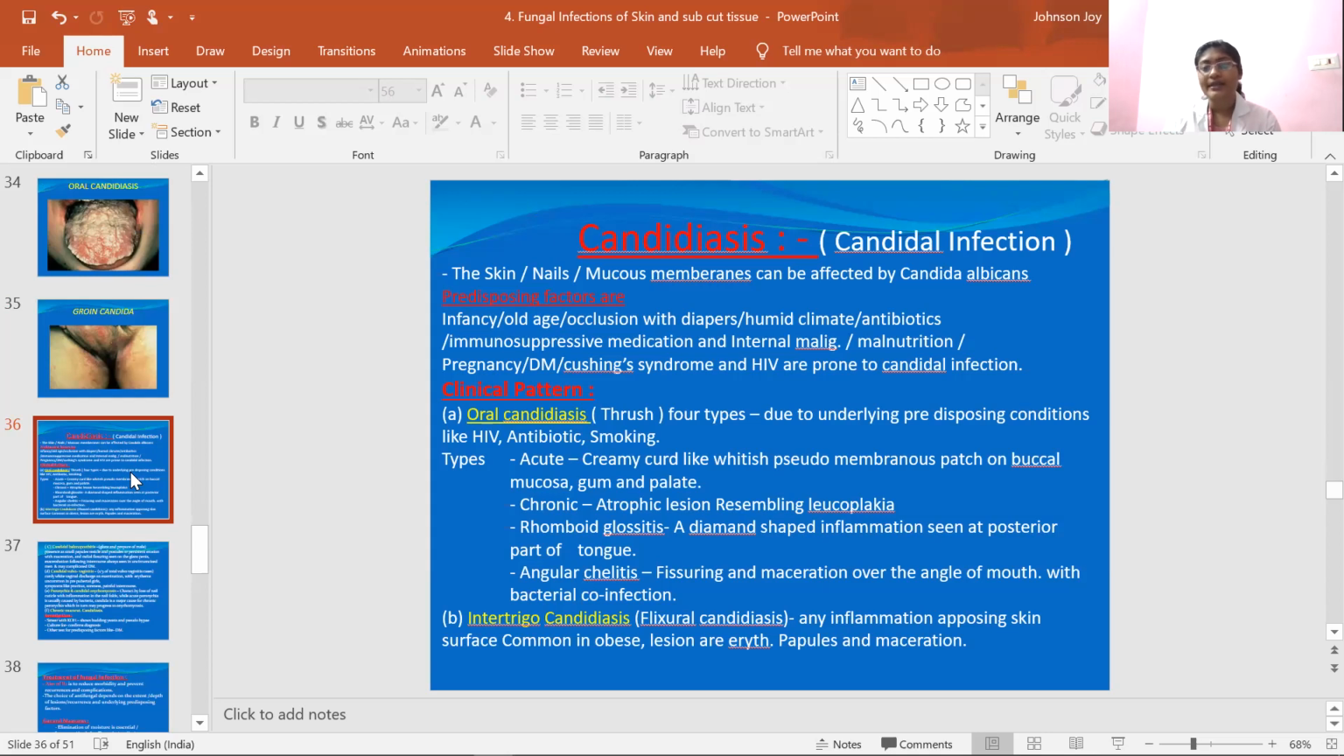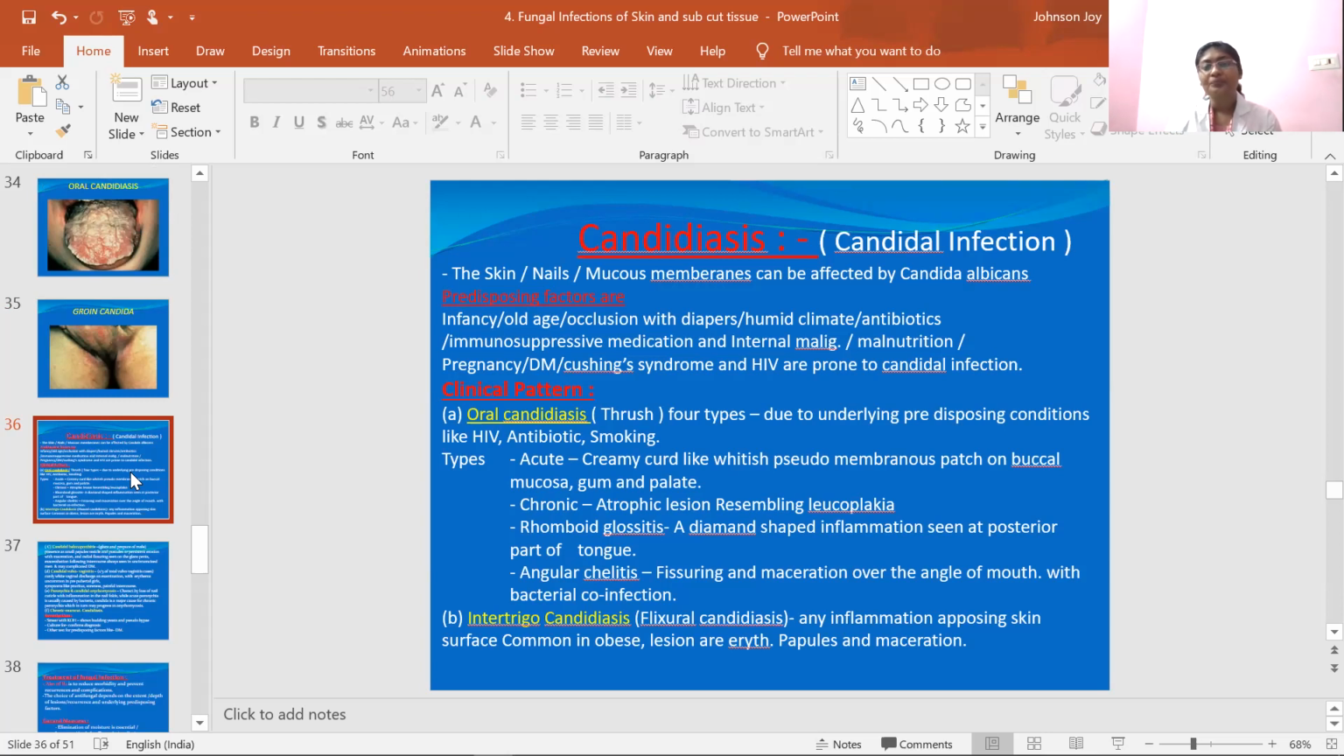Then rhomboid glossitis, a diamond-shaped inflammation seen at the posterior part of the tongue. Next is angular cheilitis, where you can see fissuring and maceration over the angle of the mouth with bacterial co-infection also. So what are the 4 types of oral candidiasis? Acute, with a curdy precipitate. Then chronic, with an atrophic lesion resembling leukoplakia. Angular cheilitis, with fissuring and maceration over the angle of the mouth with secondary bacterial infection. And rhomboid glossitis, a diamond-shaped inflammation on the posterior part of the tongue.